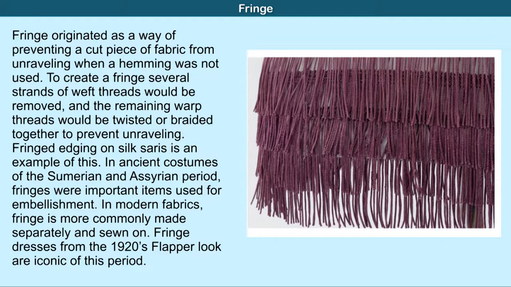In ancient costumes of the Sumerian and Assyrian period, fringes were important items used for embellishment. In modern fabrics, fringe is more commonly made separately and then sewn on. Fringe dresses from the 1920s Jazz Age, that is, the flapper, are iconic of this particular period.